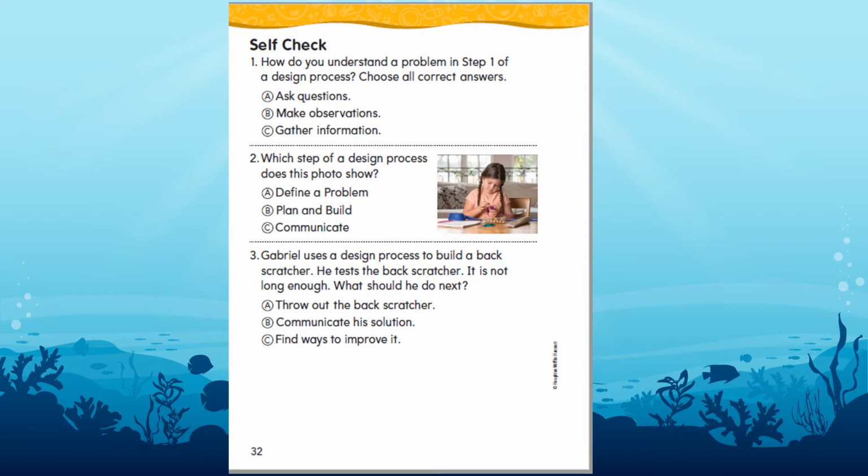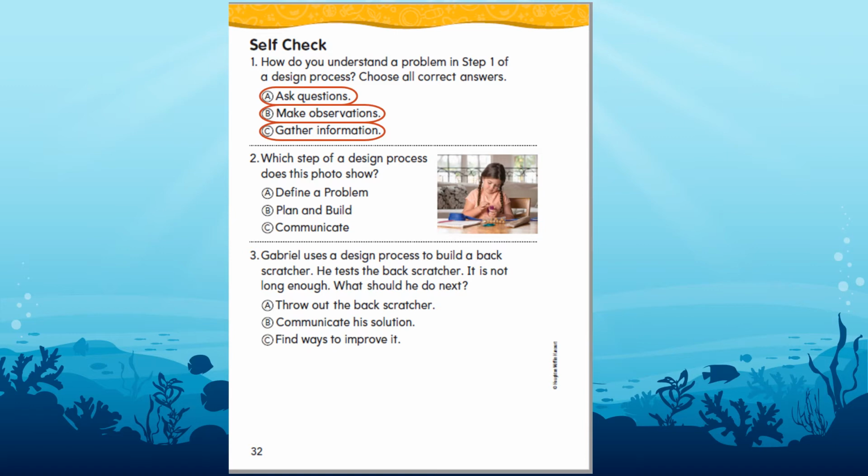Let's see. Do you think we have to ask questions in order to understand a problem in step 1? Yes, we have to ask questions. Do we have to make observations? Yes, we need to make observations as well. And lastly, do you think we need to gather information in order to understand the problem in step 1? Yes. So in order to understand a problem in step 1 of the design process, we have to do the three things mentioned here. We have to ask questions, make observations, and we have to gather enough information.